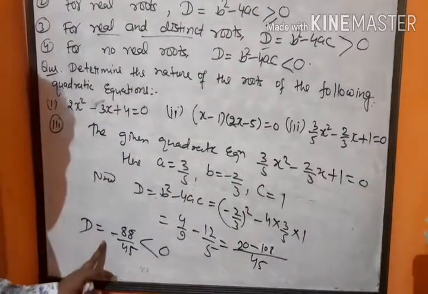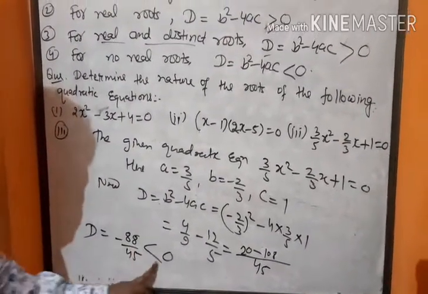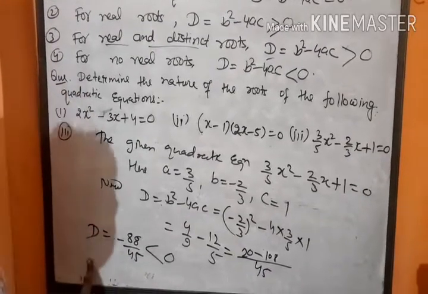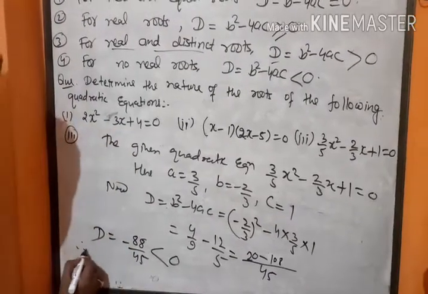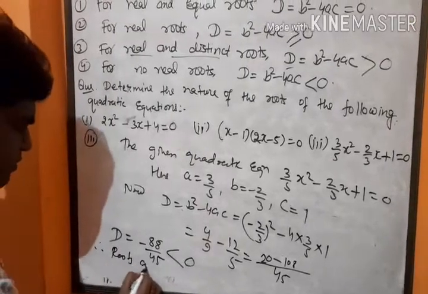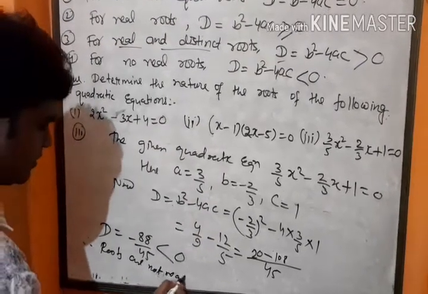It gives D = −88/45, which is less than 0. So the roots are non-real, not real. Therefore, the roots are not real.